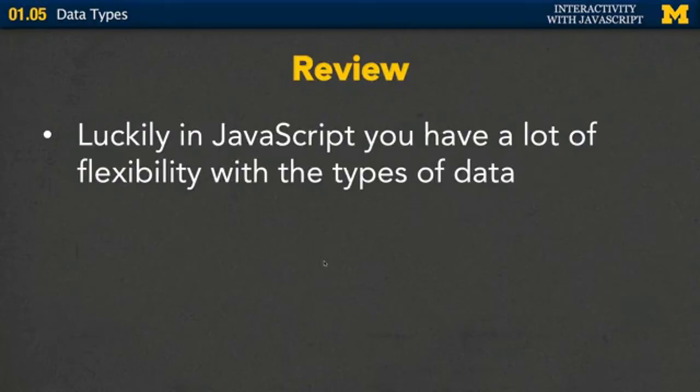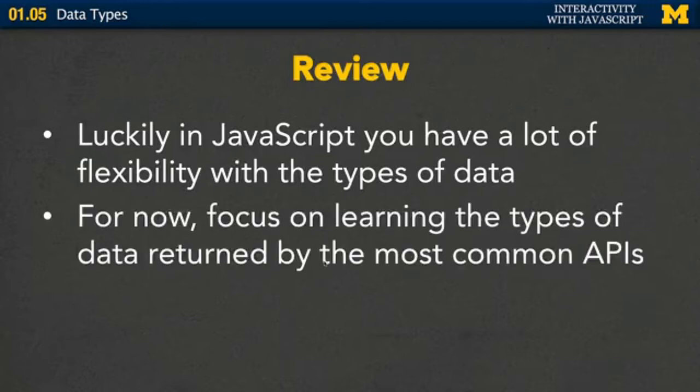Luckily in JavaScript, there's a ton of flexibility with the different types of data you can use. In other programming languages, they're very strict, but here with JavaScript, they want you to have the power to try different things. For now, I want you to focus on learning what types of data are returned from those common APIs. If you do getElementById, does that return a number, a string, an object, or an array? If you do something along the lines of getTitle or getLinks, what types of things are those returning?